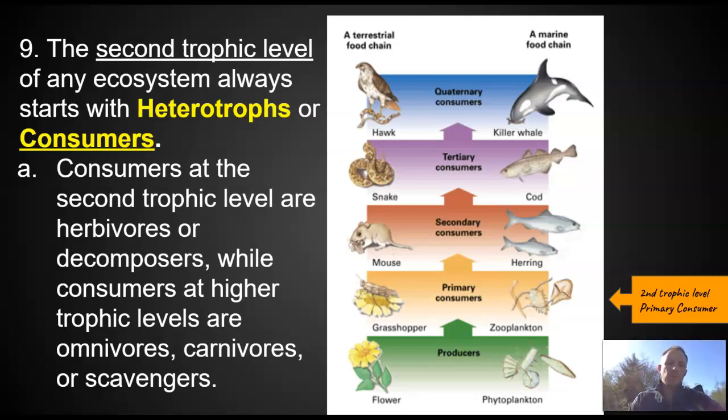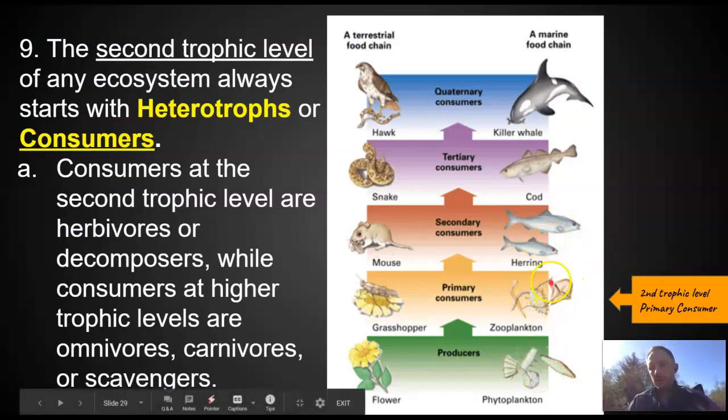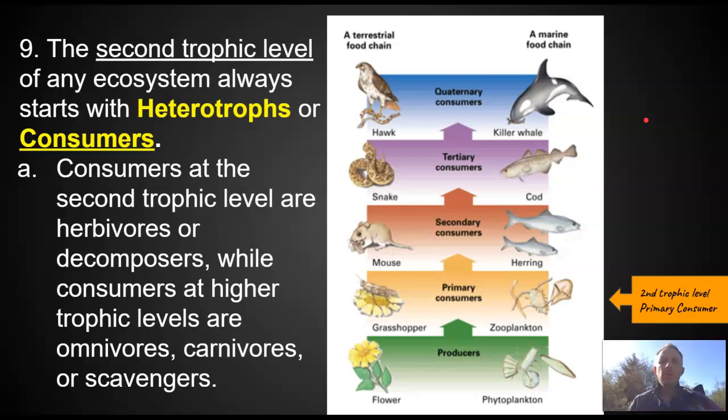So consumers at the second trophic level are herbivores or decomposers. They can be bacteria or worms and things like that, right? Worms are really herbivores. They're just eating dead grass that falls down and rots into the soil. Consumers at higher trophic levels, at your third trophic level, you call these secondary consumers because they're the second level of consumer, third in the chain. These are either carnivores or omnivores, right? They may eat a little bit of each, but as you move up, they tend to be carnivores at these tertiary, quaternary, or fourth and fifth levels.